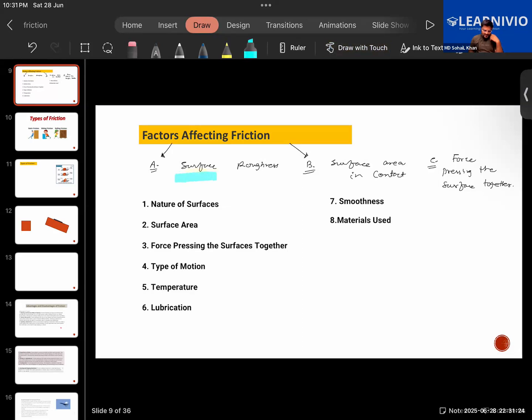So I was saying that surface roughness, surface area in contact, and force pressing the surfaces together. These are the three major factors.